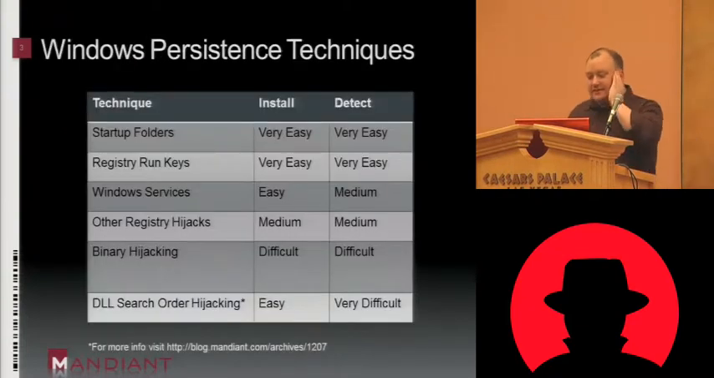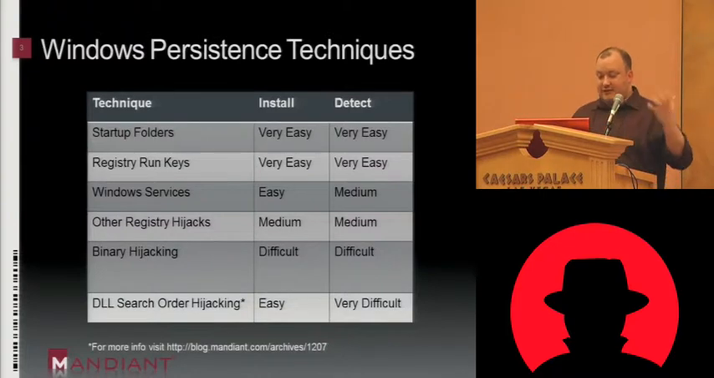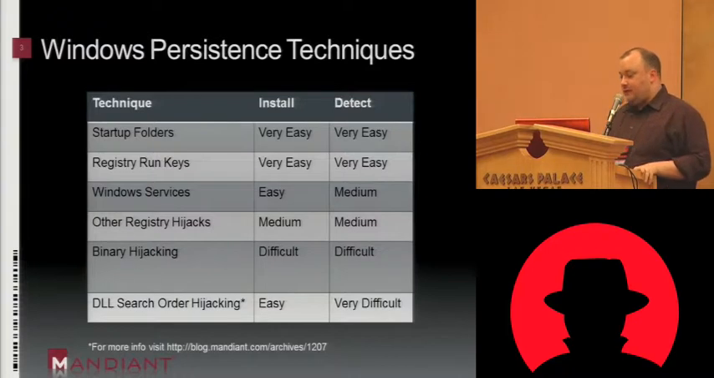All right, so persistence mechanisms on a Windows system. The easiest is the startup folders. Of course, all you have to do is copy a file over there. Very easy to detect. Same with the registry run keys. As you move on down this list, you can see the level of difficulty required to install something pretty much matches how difficult it is to detect.